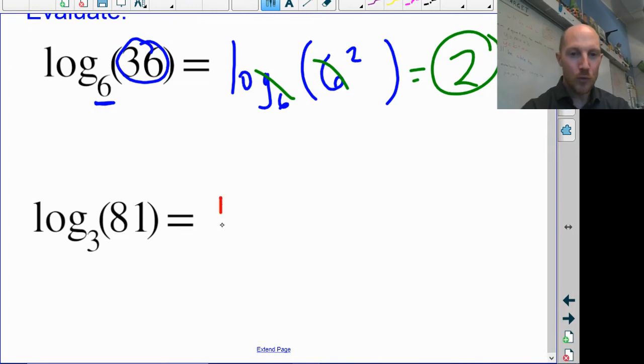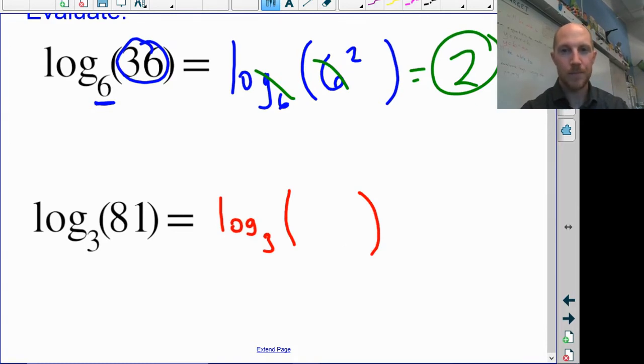We're going to have to rewrite this 81 so I can get it as a power of 3. I know a lot of times people say, oh, 81, that's 9 squared, which is totally true, but not what we're after, because 9 as the base of that exponent does not match 3 as the base of the logarithm. So it's not going to help us. We can't use the inverse property. But it probably gives us a pretty good starting point.